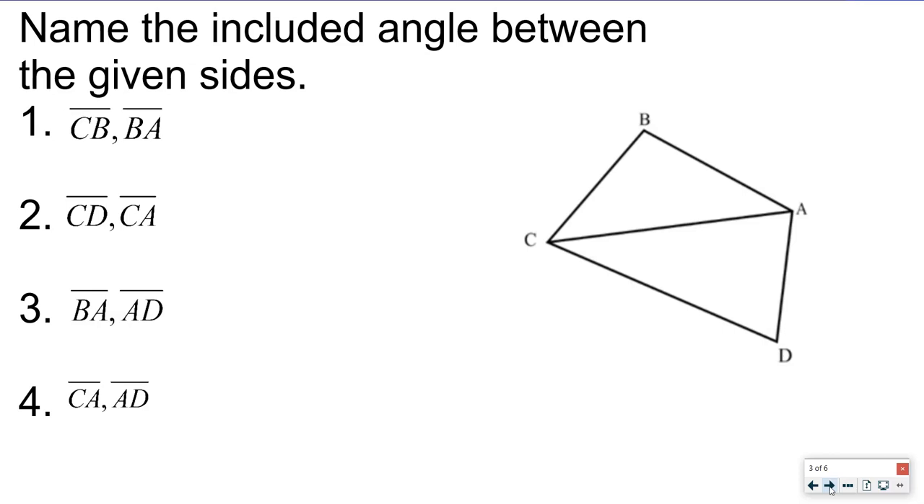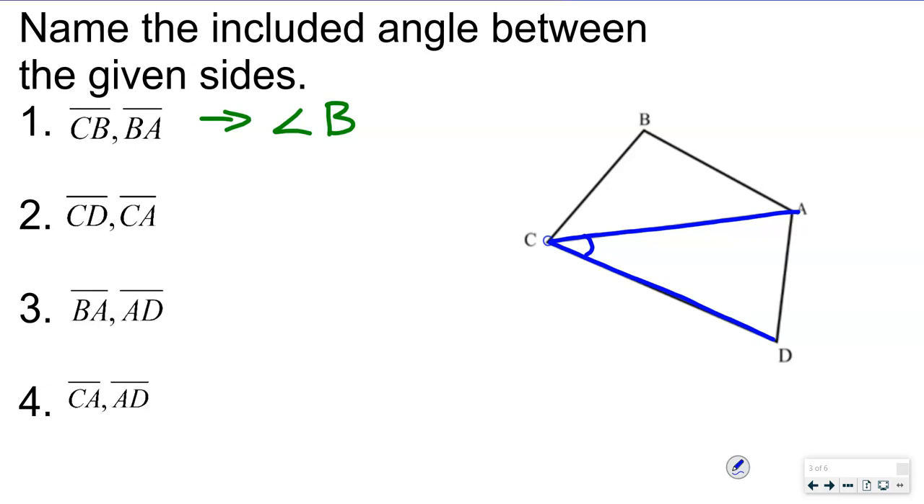So let's name the included angle between the given sides. So number one, we have side CB and side BA. The included angle would be angle B. Then we have side CD and side CA. So our included angle would be right there.